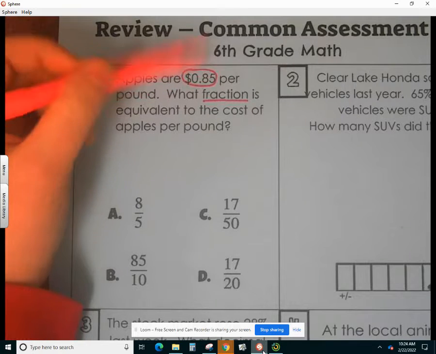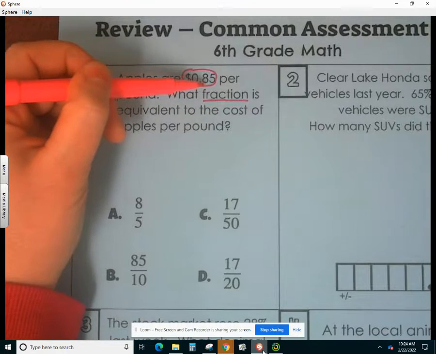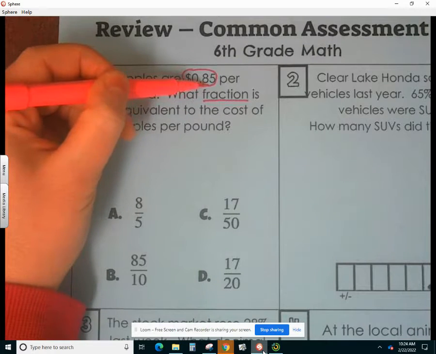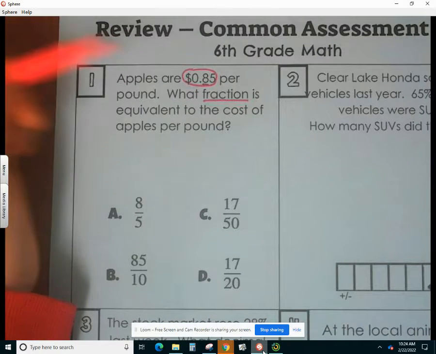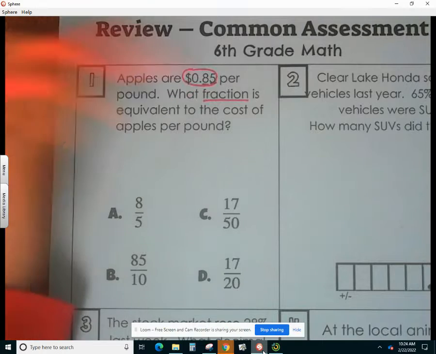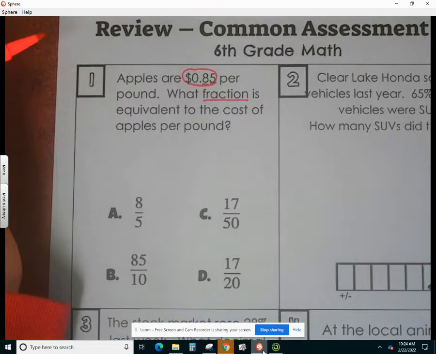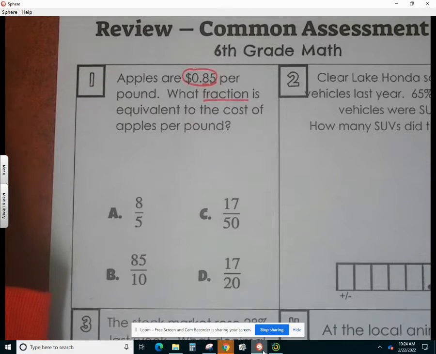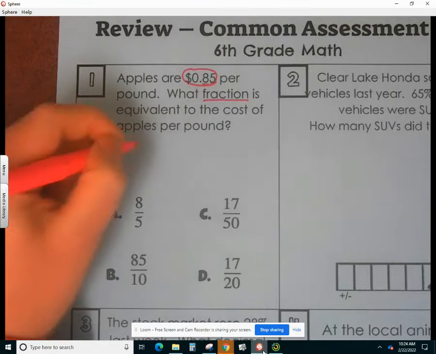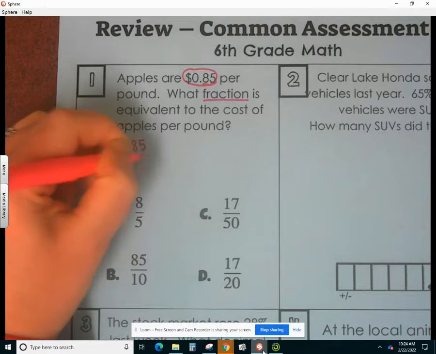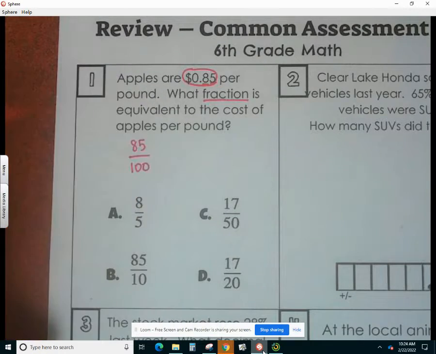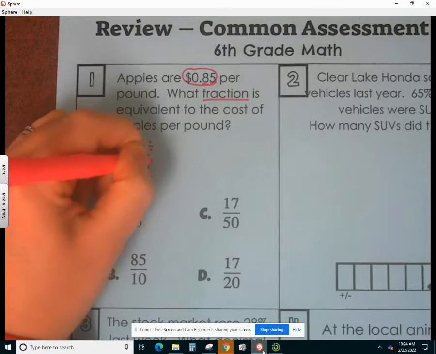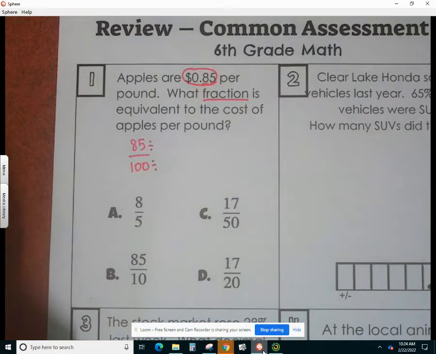So money, because it's a decimal, we need to think about our place value. The 8 is in the tenths place, and then the 5 is in the hundredths place. And so if we say it as money, it's 85 cents. But if we were to just think about it as just a decimal number, it's 85 hundredths. So that means we can write it as 85 over 100. That also says 85 hundredths. That's not an answer choice because we need to simplify.